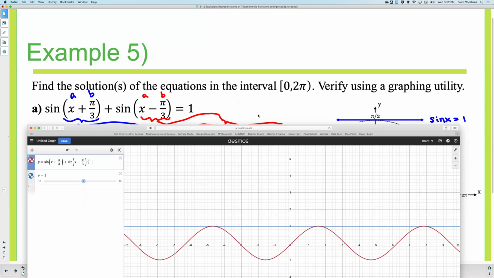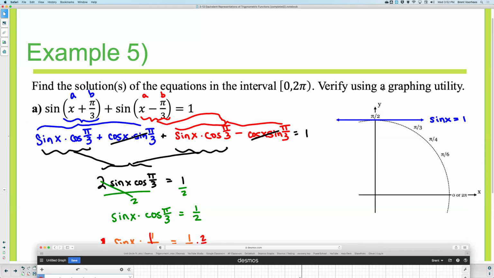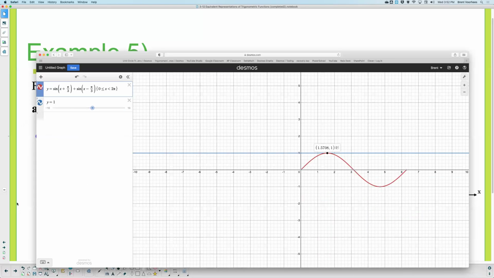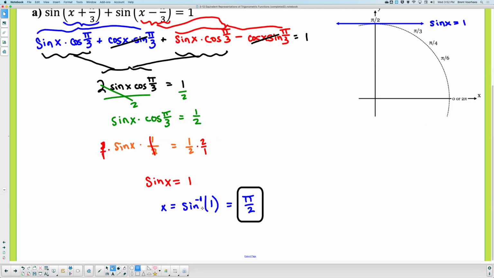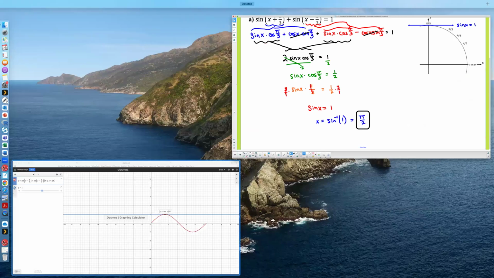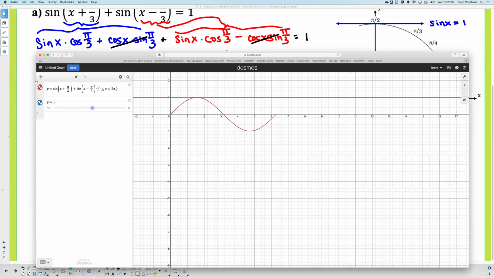It says right here. So I'm going to add in a restriction: 0 is less than or equal to x, which is less than 2 pi. You'll see that we only have one solution. There it is. That is pi over 2, which, let's see, is that what I got originally here? Yeah, pi over 2. That would be my one answer right there. Let me go ahead and just snap that so I have it for the notes.